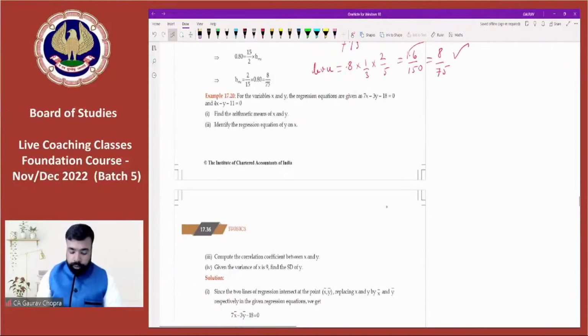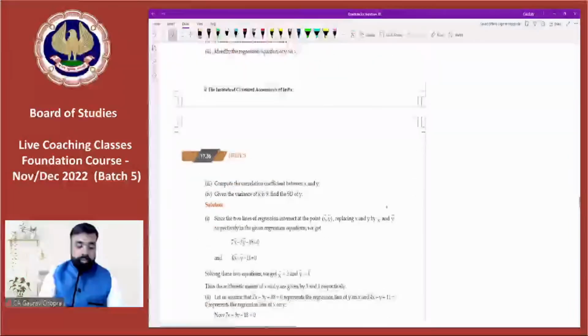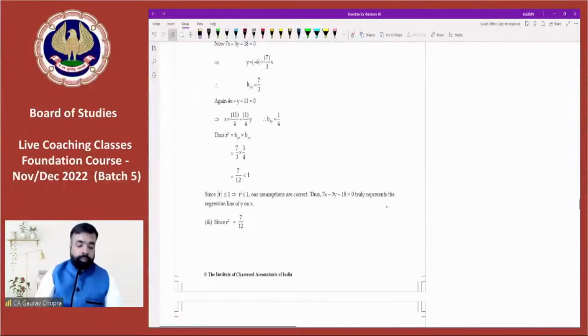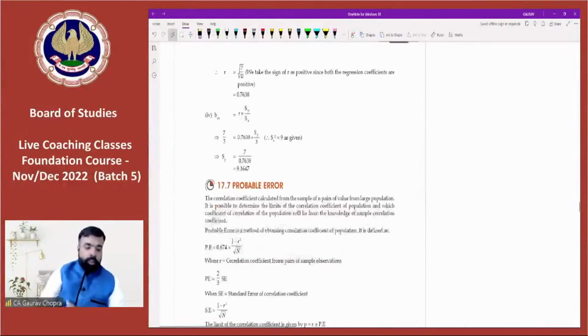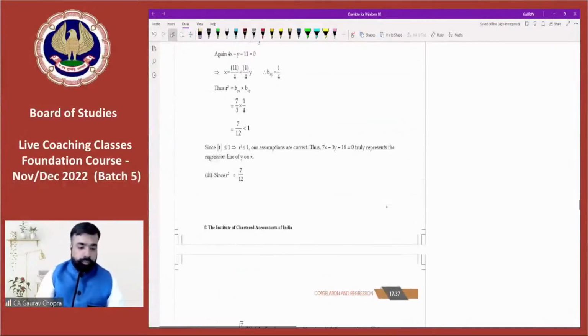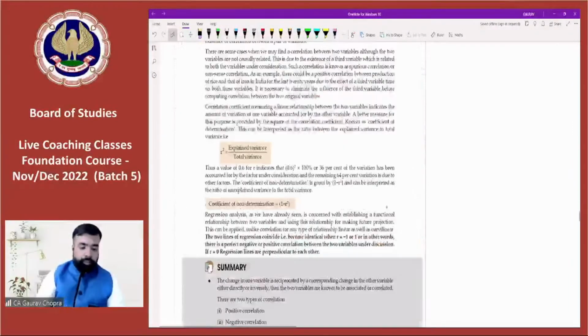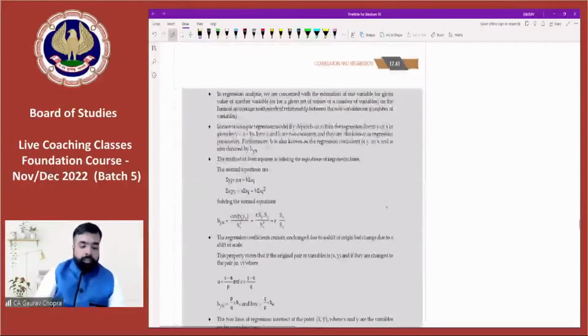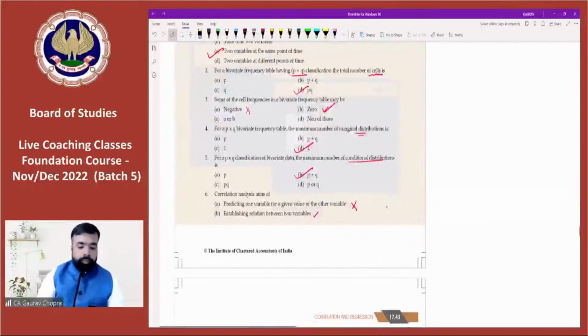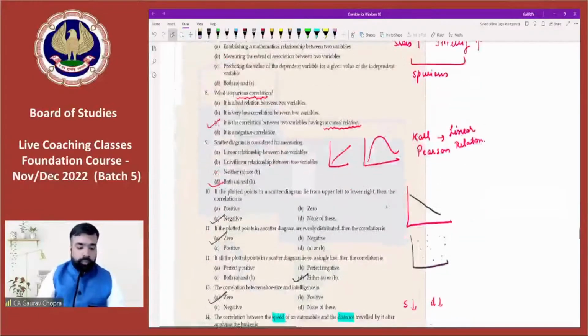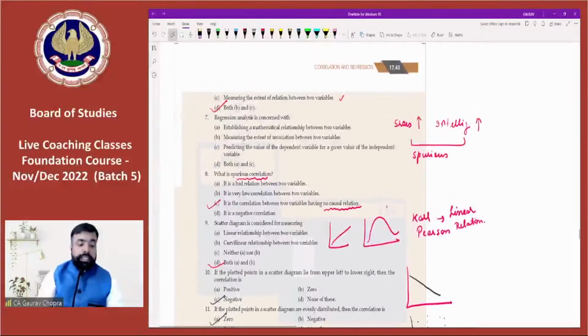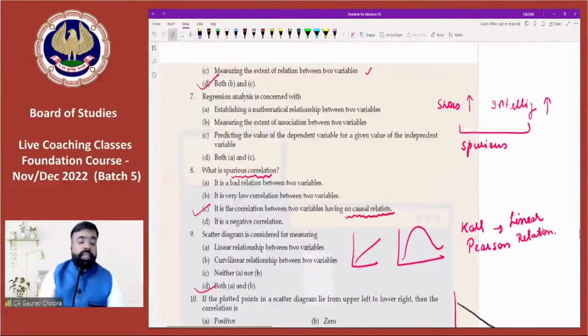So this was question number 17.19. Now let us try one more question. From the back we can start. Seventh one, question number 7.